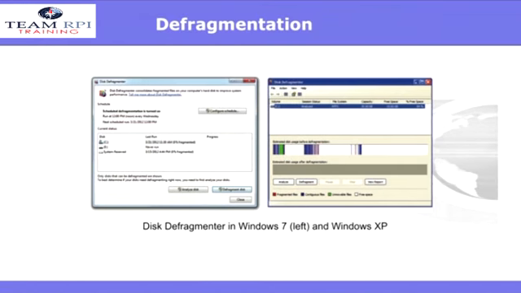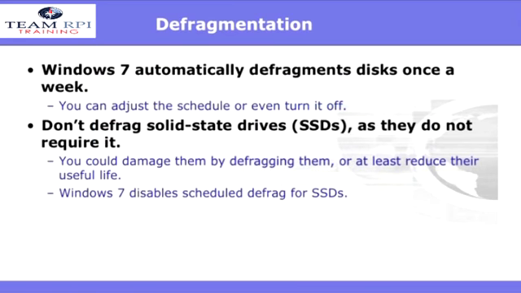Here's a look at a comparison between Windows 7 on the left and Windows XP on the right of what the disk defragmenting tool looks like. Windows 7 automatically defrags disks once a week. You can adjust the schedule as needed. Another advantage to using a solid-state drive is you no longer have to defrag them. So in Windows 7, it's automatically identified as you're using a solid-state drive and it disables the scheduled defrag.